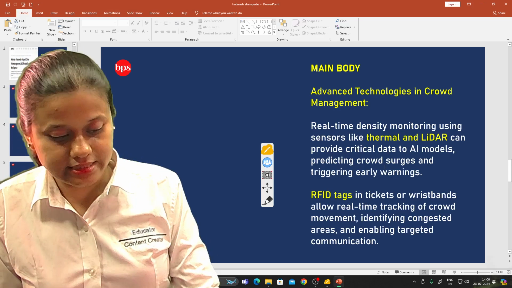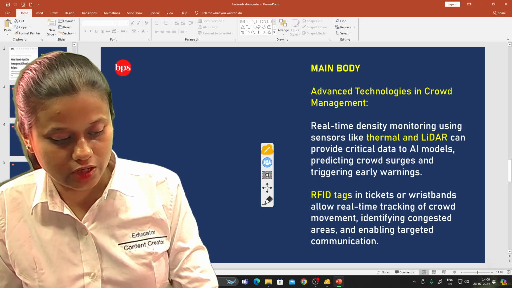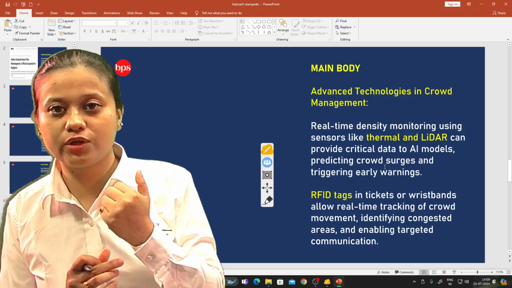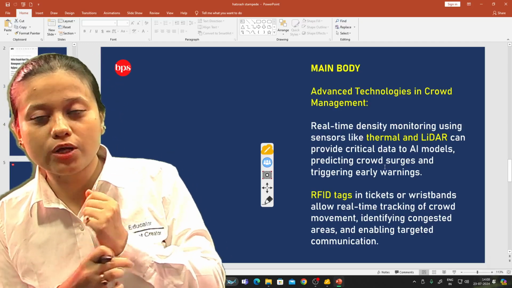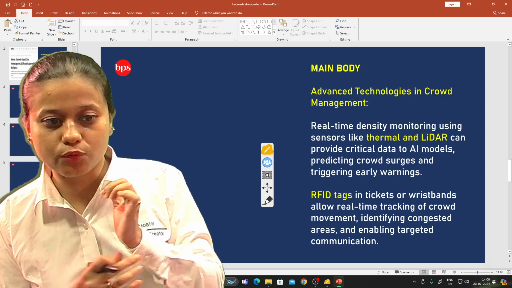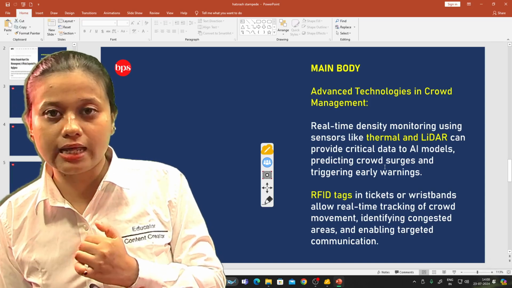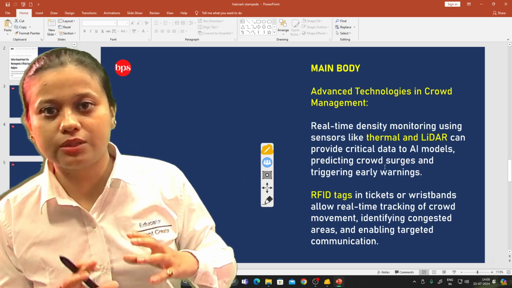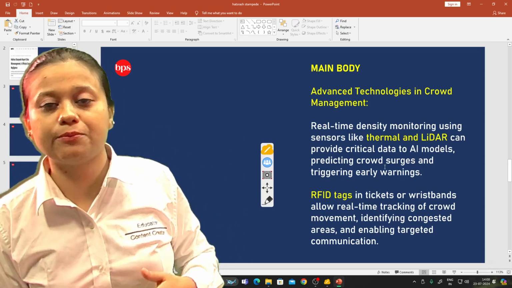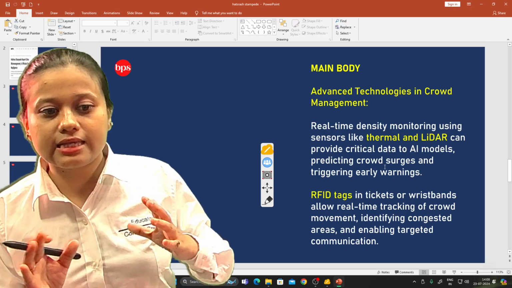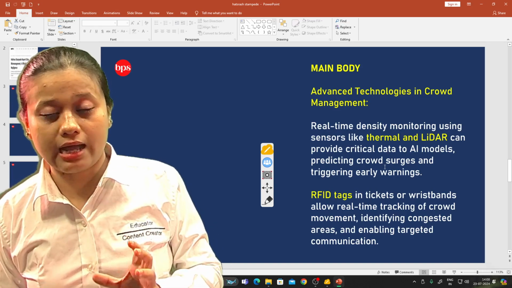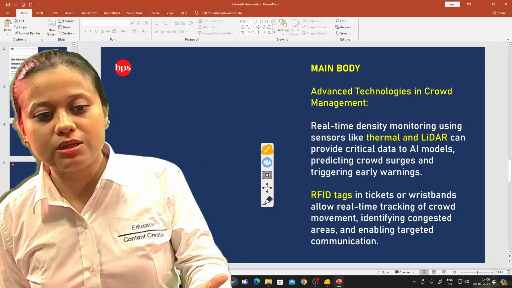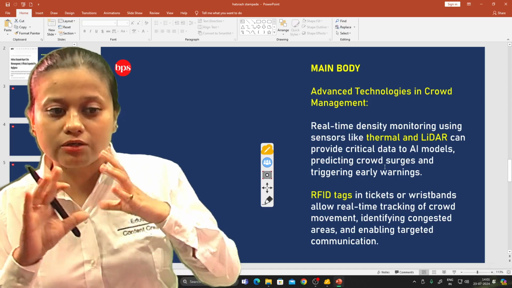Now, RFID tags and tickets or wristbands allow real-time tracking of crowd movement, identifying congested areas. RFID tags are tags filled with chips. The moment more people gather in a particular place, those tags get triggered, and the administration, even the police, will be able to know that so many people have been clubbed into one particular space. So it becomes easy for them to monitor how many people are there. Let's say we can allow only 4 people in 1 square meter, then if 10 people come into 1 square meter, it becomes a really crowded situation.